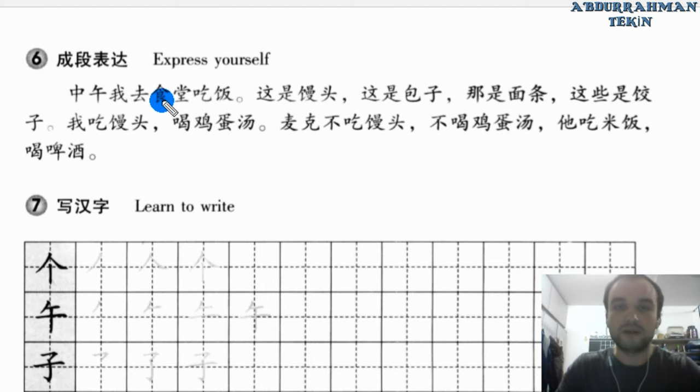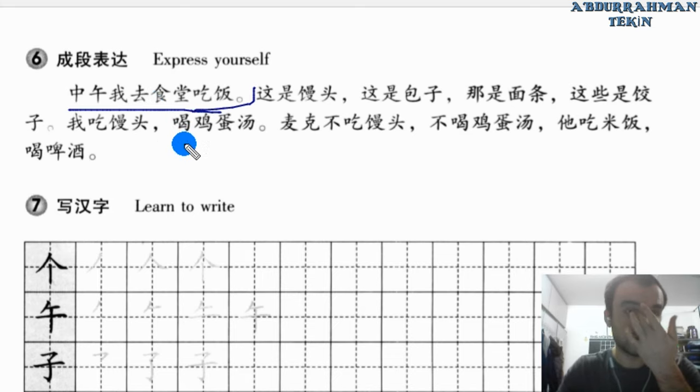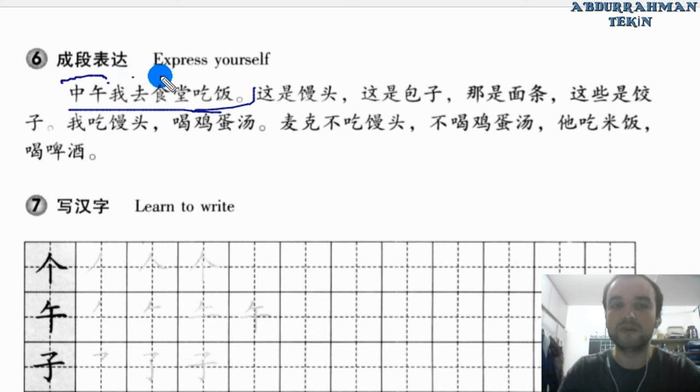And we read and try to understand what it means. So you should learn all the characters, and pinyin is not the Chinese. I repeat that again. Okay, let's start. This character is 中午, means noon, right? 我去食堂吃饭. 我 means I, 去 go, 食堂 dining hall, 吃 eat, 饭 meal. I will go to the dining hall to have a meal at noon.